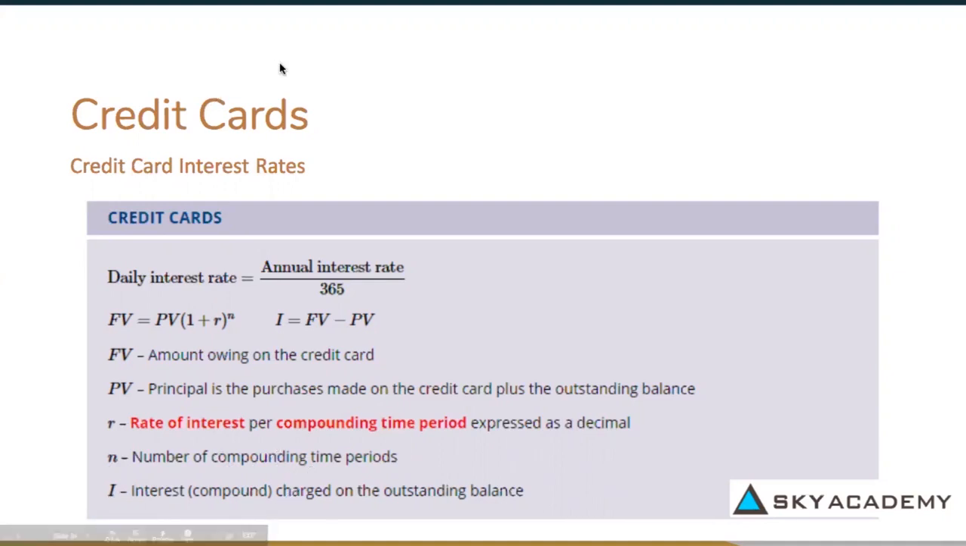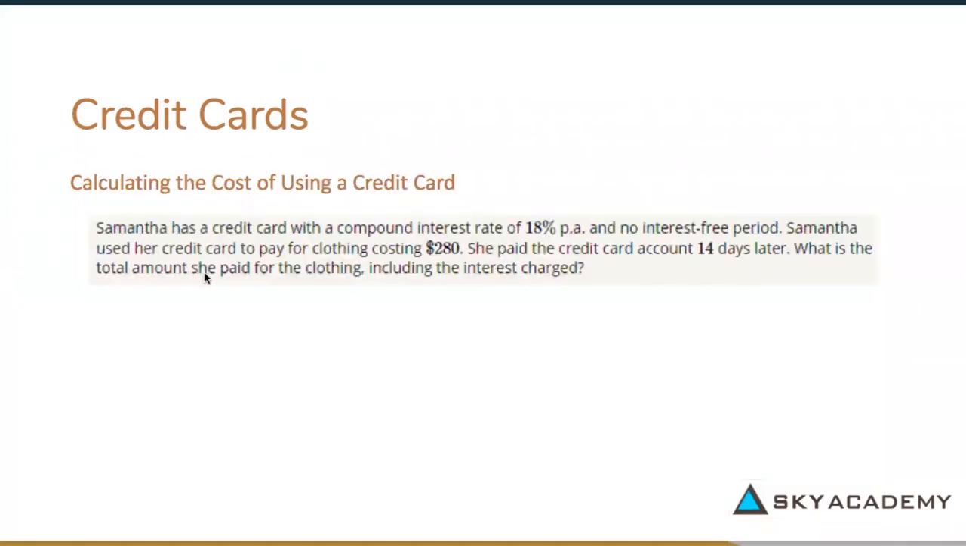So here we have Samantha. She has a credit card with a compound interest rate of 18% per annum with no interest-free period. So just quickly, credit cards, there generally will be two options. There will be an interest-free period, or there'll be no interest-free period.